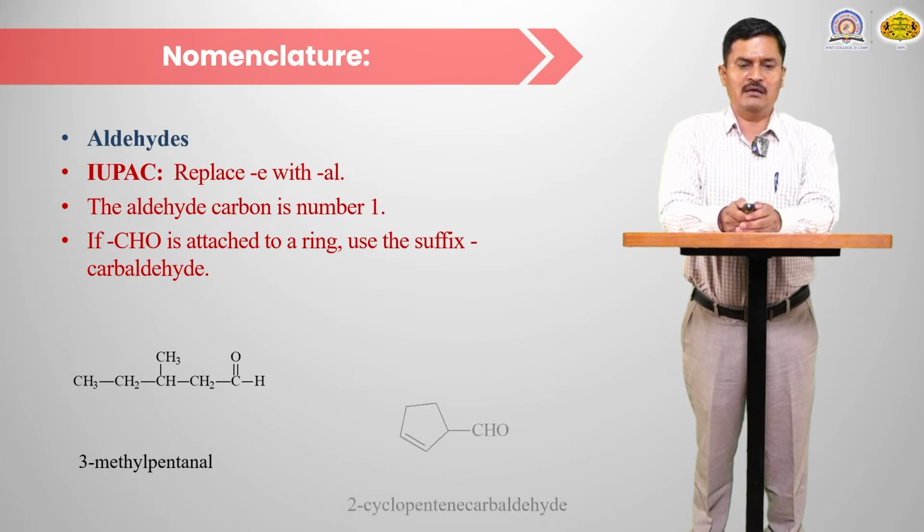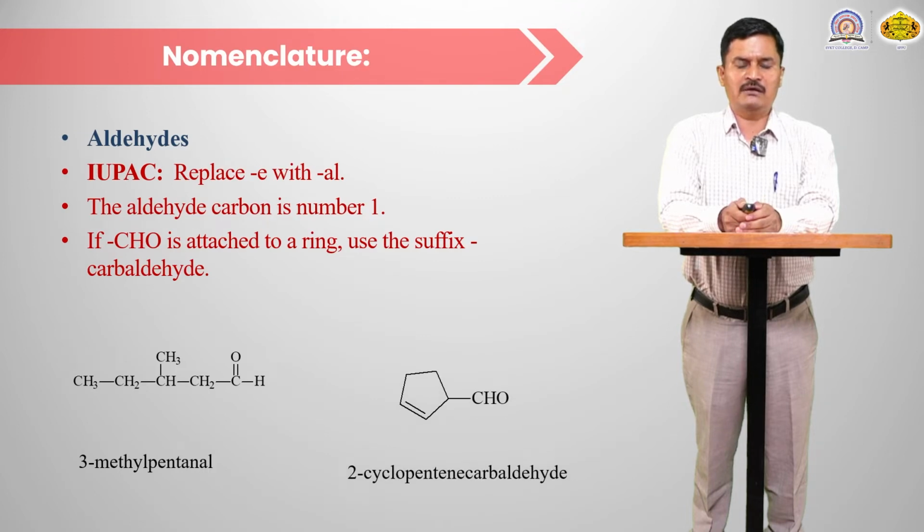So 3-methyl pentanol. Another example, here the CHO group is attached to a ring. So the position of the ring is at the 2 position. 2-cyclopentene means the carbon-carbon double bond in the ring is present at the 2 position. So 2-cyclopentene carbaldehyde. So the last word is replaced by carbaldehyde.